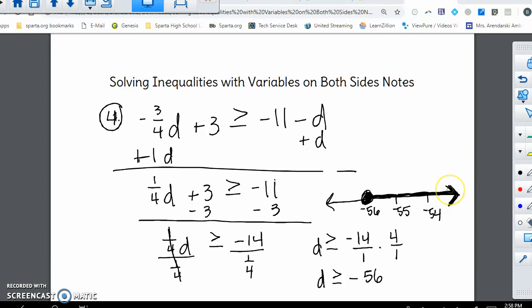So it's very similar to how we solved equations with variables on both sides. You just have to be careful when you're dividing by a negative or multiplying by a negative to reverse the symbol. Okay, and that's it. Now you guys are going to do the sports equipment task.